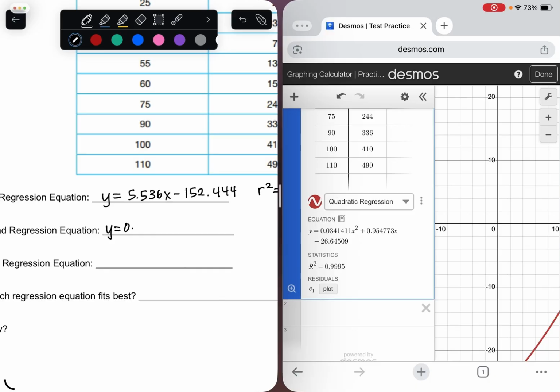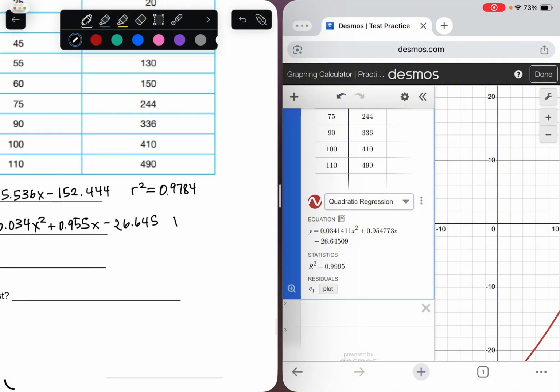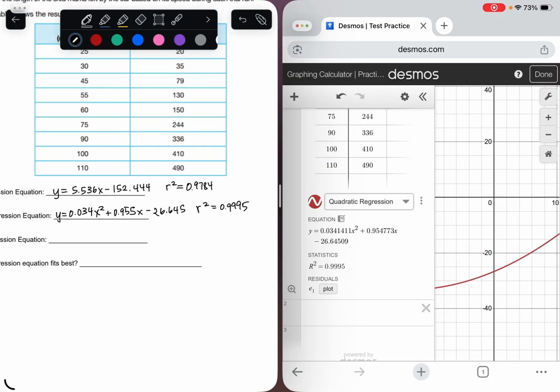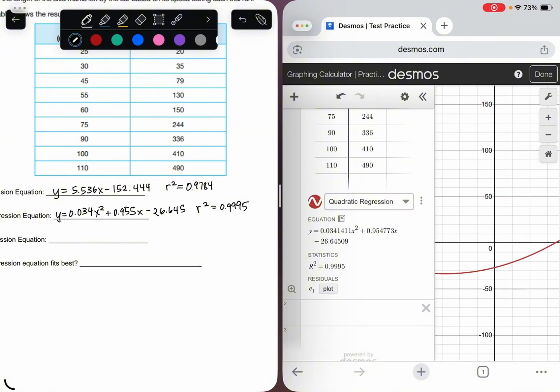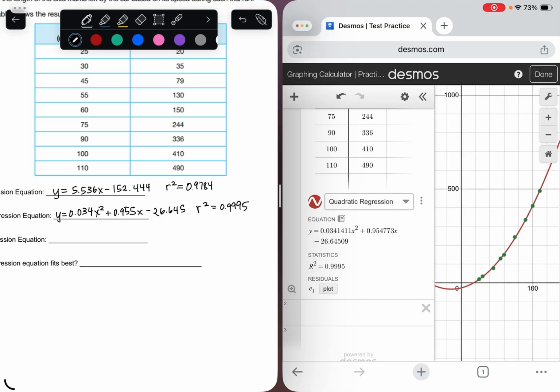we have 0.034x squared plus 0.955x minus 26.645. And then we have an r squared value of 0.9995. That's looking pretty good. See if we can find the points. That means it's going through a lot of the points.